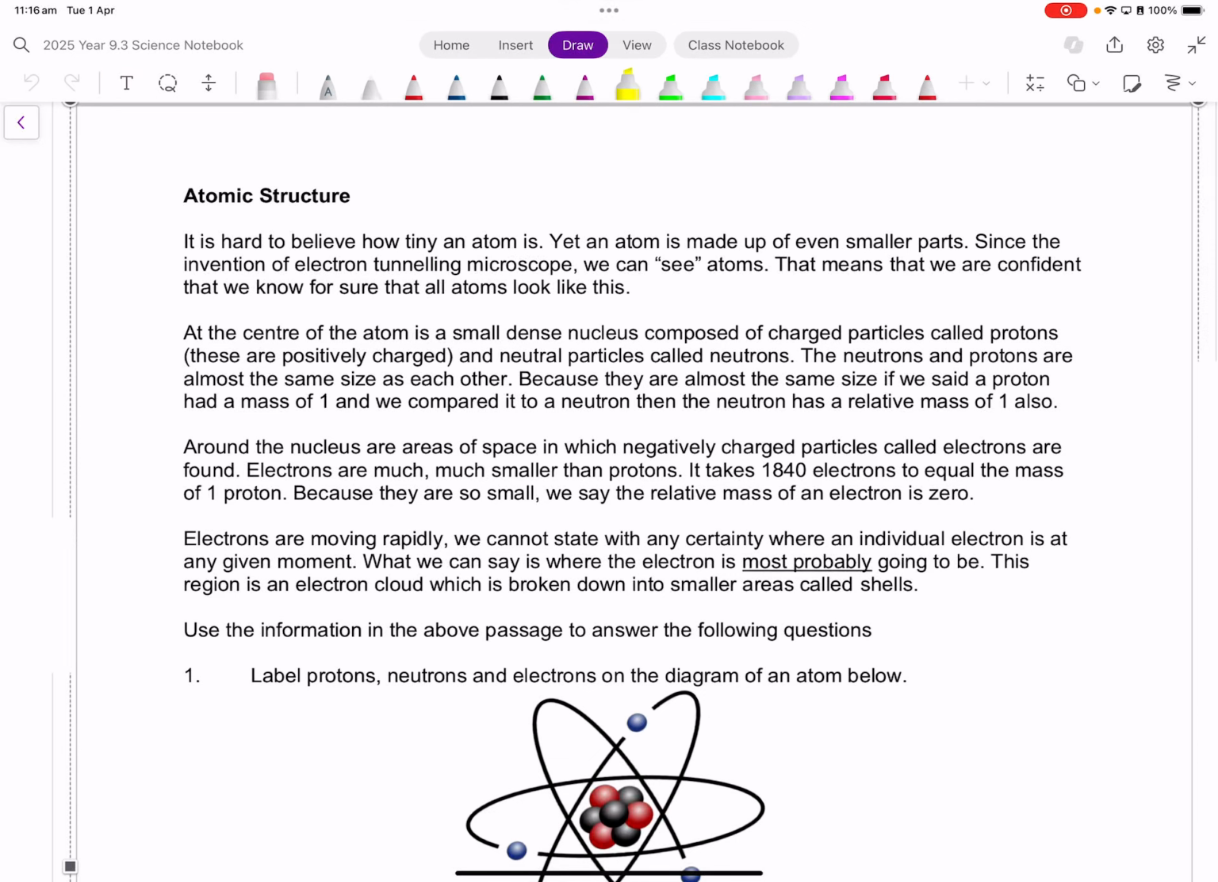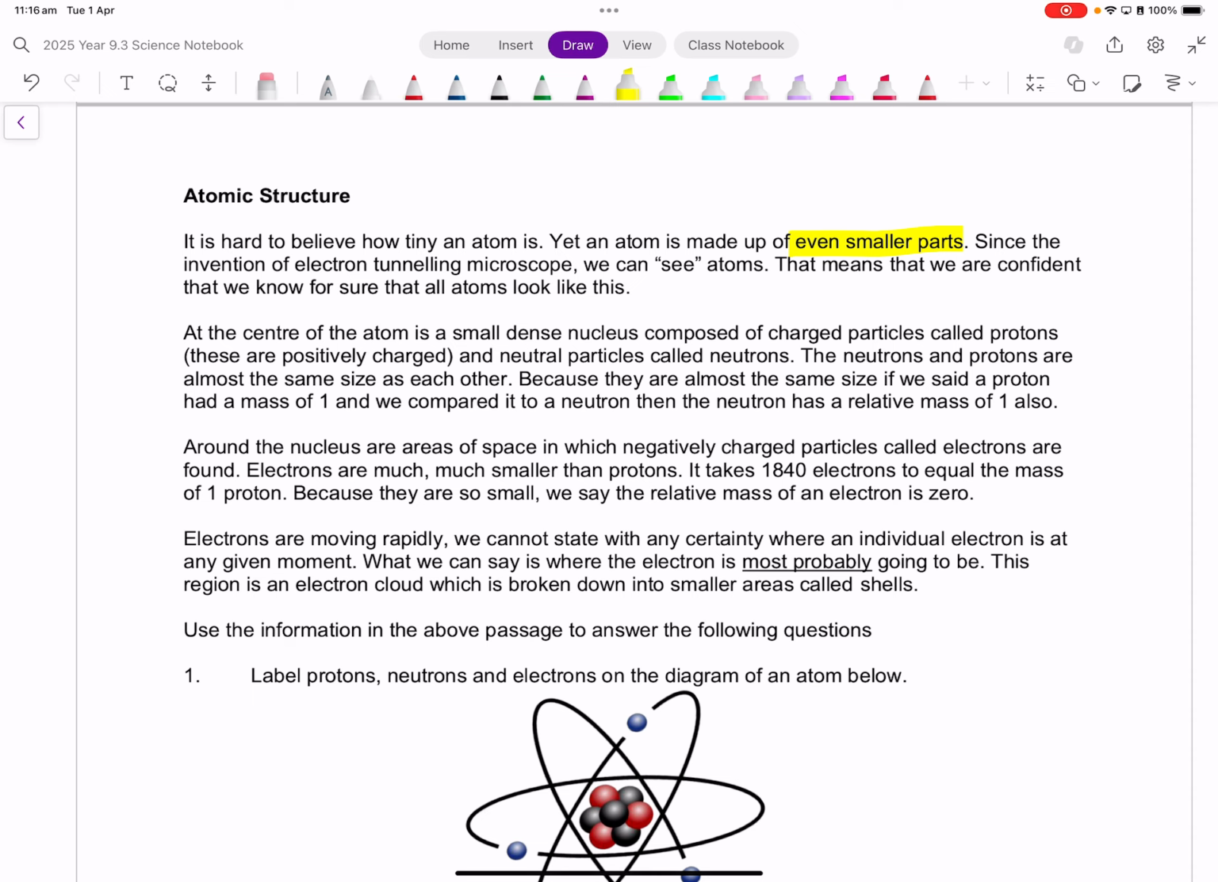All right, so it is hard to believe how tiny an atom is, yet an atom is made up of even smaller parts. They're what we're going to look at today, these even smaller parts. Since the invention of the electron tunneling microscope, we can see atoms. These are really, really big microscopes, and we only really get them at universities and in research labs because they're also really, really expensive, okay?